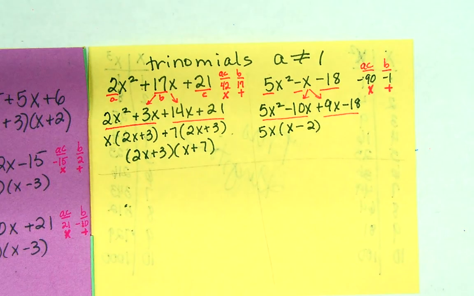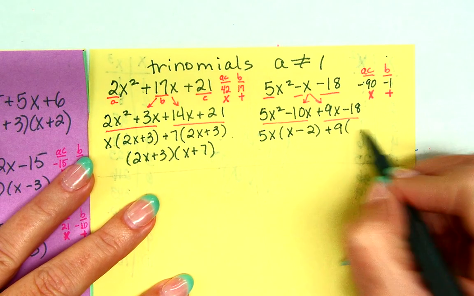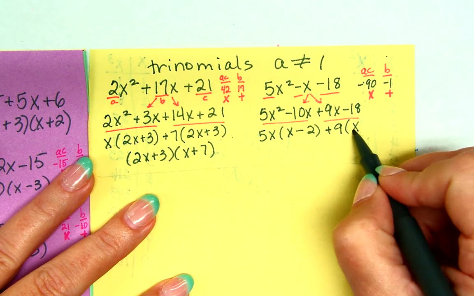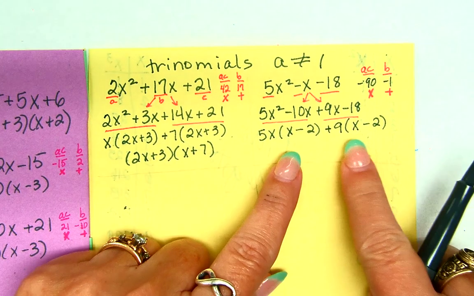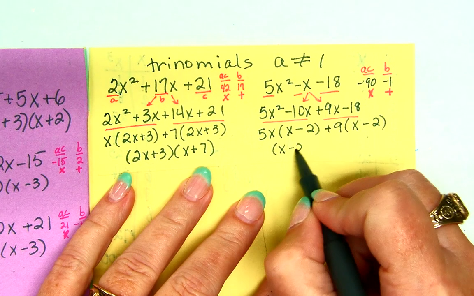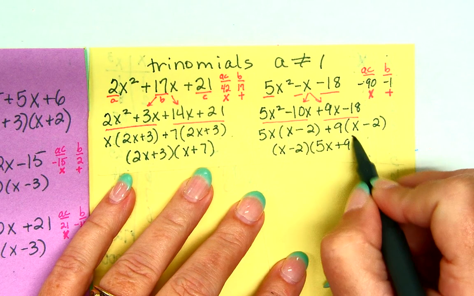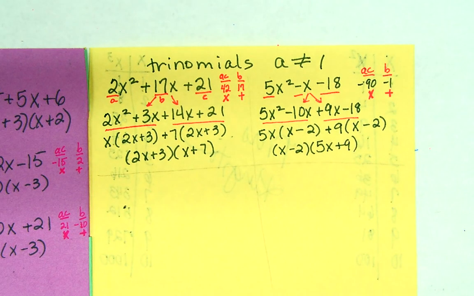What's common in the last 2? 9. If I factor out 9, what's left? X minus 2. What's common in these 2 terms? X minus 2. If I factor out an x minus 2, what's left? 5x plus 9. Done. Okay so far?